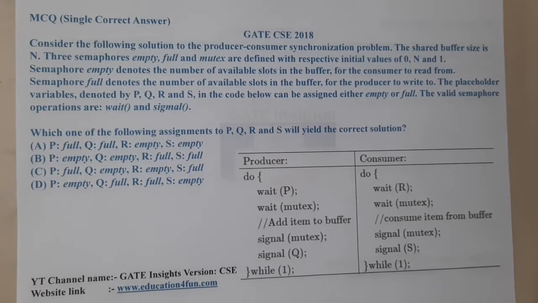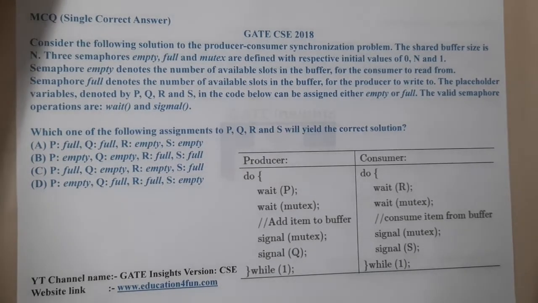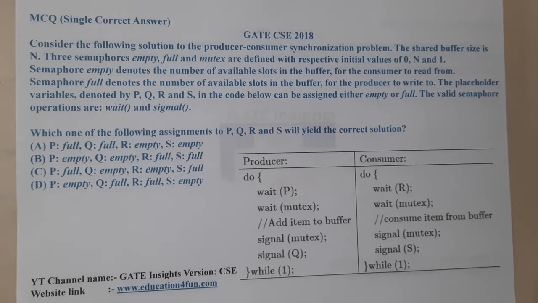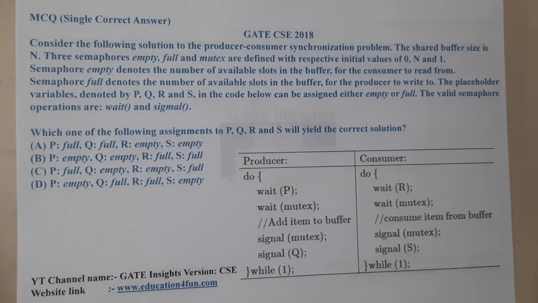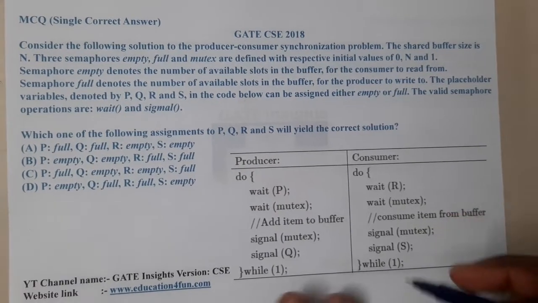In this lecture, let us go through the next question. This question belongs to GATE CSE 2008. The given question is: consider the following solution to the producer consumer synchronization problem. I think this is a direct question, because while we were discussing semaphores, we discussed the solution for this particular producer consumer problem. So let us start.